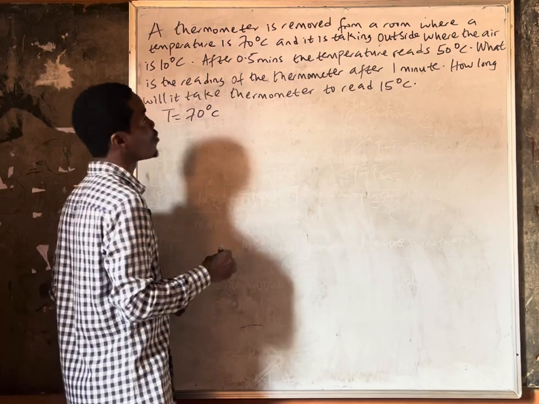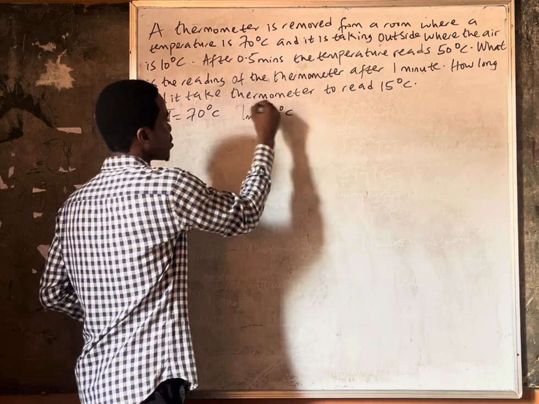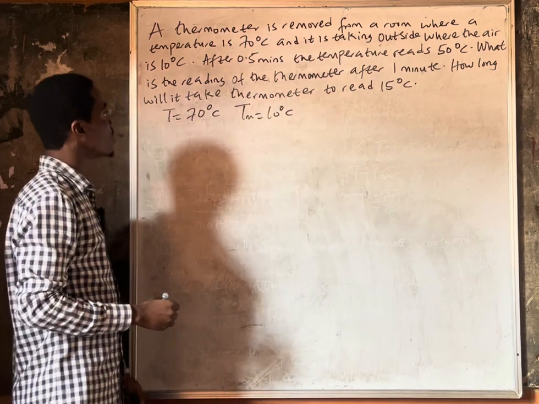So outside is the surrounding of the environment. What do we have? 10 degrees Celsius. That is our Tm. Our Tm is 10 degrees Celsius.